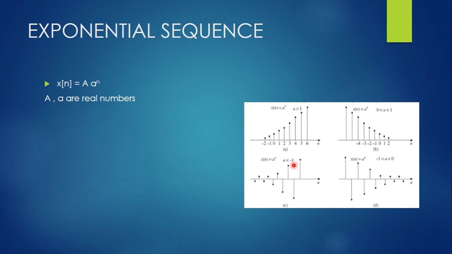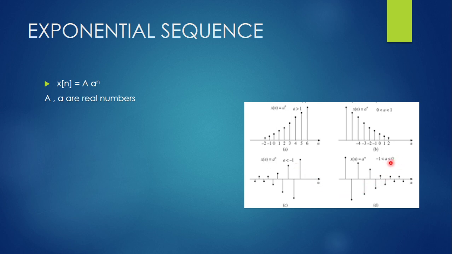If A is less than minus 1, like minus 2, minus 3, minus 4, we will have an exponentially increasing sequence, but with alternate change in the sign. Suppose we have minus 2. Minus 2 raised to power 1 is minus 2. Minus 2 raised to power 2 is 4. So it has changed its sign. Any odd value of the power makes it negative, and any even value of the power makes it positive. So these are the alternate signs.